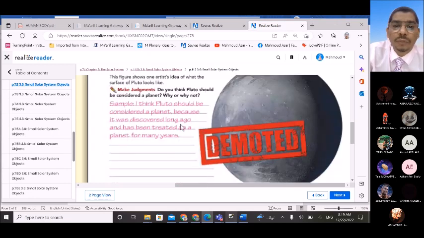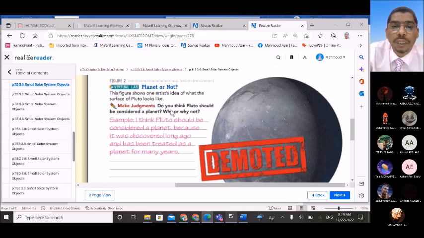If you have your book, you can answer this question before we move to the comets. Do you think that Pluto should be considered a planet or not, and why? I think we did answer this question many times before. You can answer it yourself. It cannot be considered a planet from 2006 because its size is smaller than the moon.